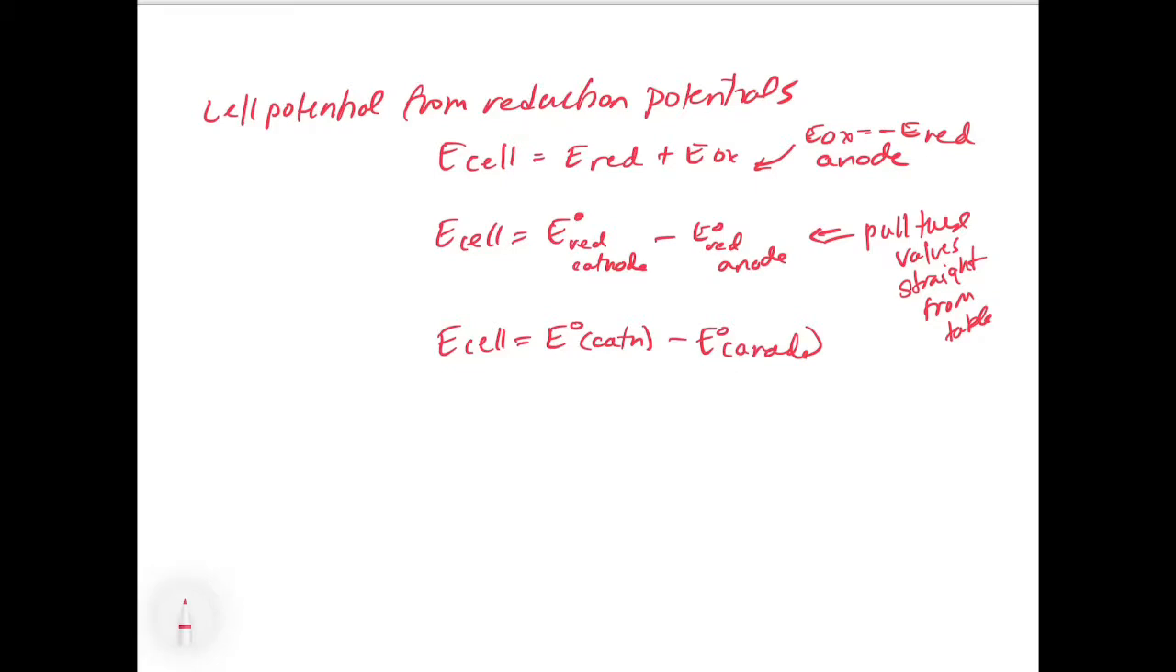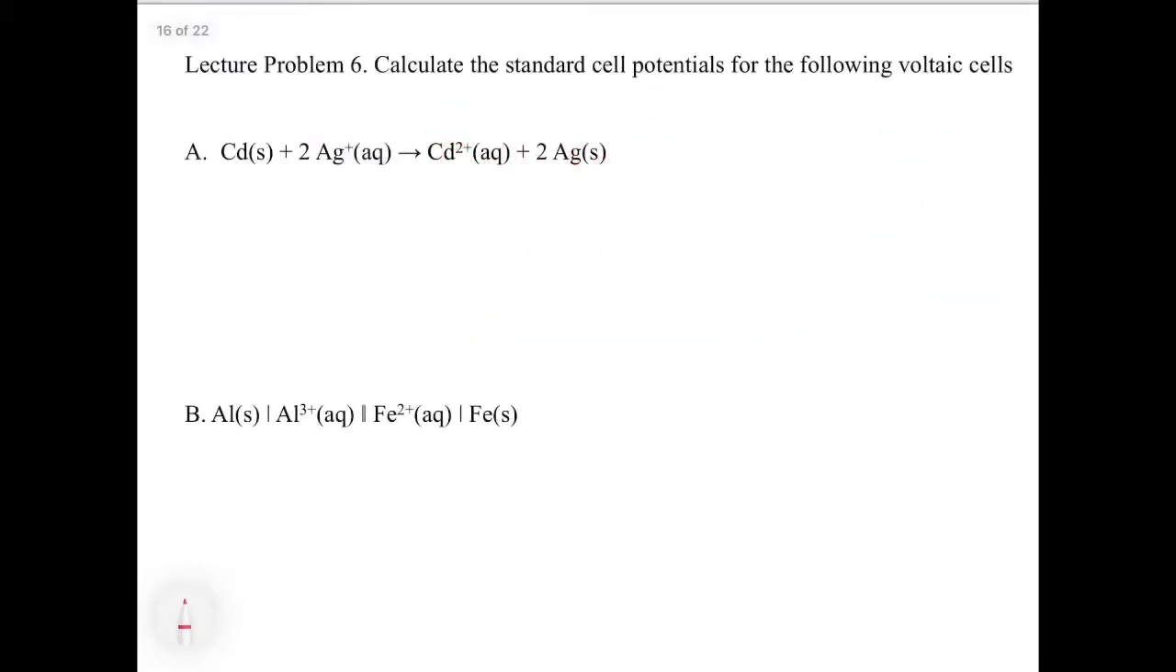And now we're going to actually look at a lecture problem where we start to work on this and look these values up from the chart. Okay, so here's a lecture problem where we're going to start working with standard cell potentials. For the following, we have to first identify what is the anode and what is the cathode. So we have to go through a standard process here of getting information out of what we're given. In the first case, we're given a reaction, and in the second case, we're given a cell notation. So this is good because both examples will help us out.